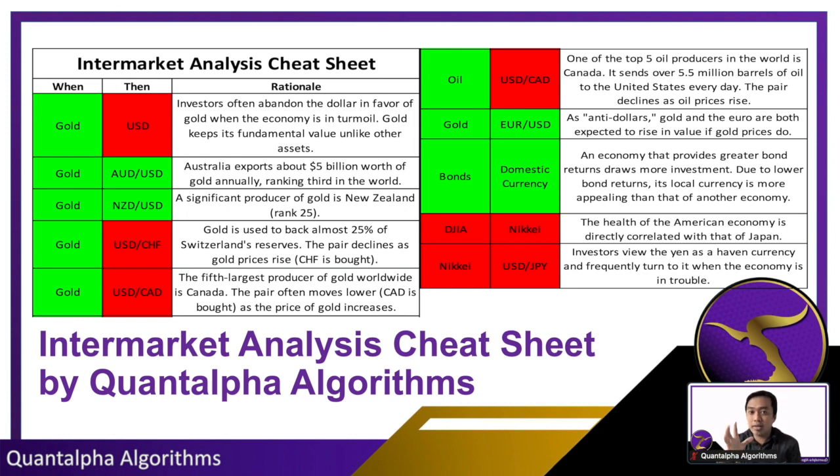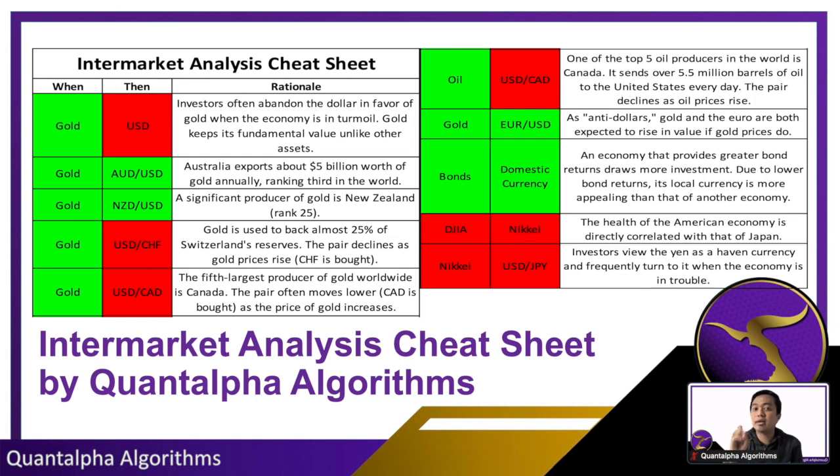Okay, another concept for intermarket analysis: bonds and domestic currency. Guys, bonds is another financial market. It is not part of forex. It is not part of commodities. It is not part of the stock market. It is the bond market. The bond market is a separate market.